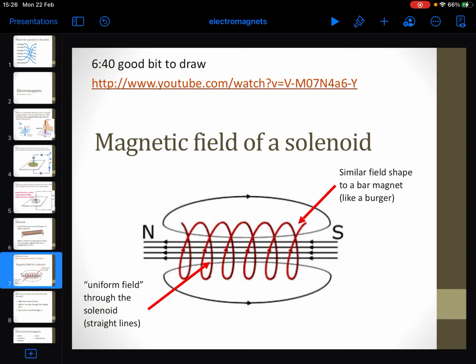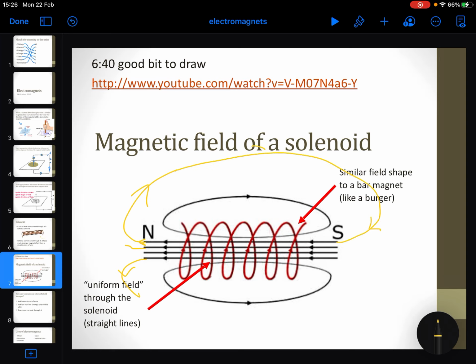The north pole, again, look, can you see that the magnetic field lines are coming out of the north pole and they will go round just like they have before and loop round. Can you see they make loops? So they'll loop all the way round and they'll go towards the south pole. So on the outside of the solenoid, just like it has before, the magnetic field always points from north to south.